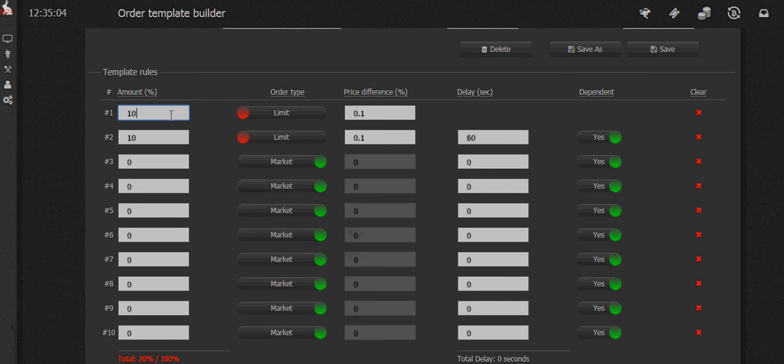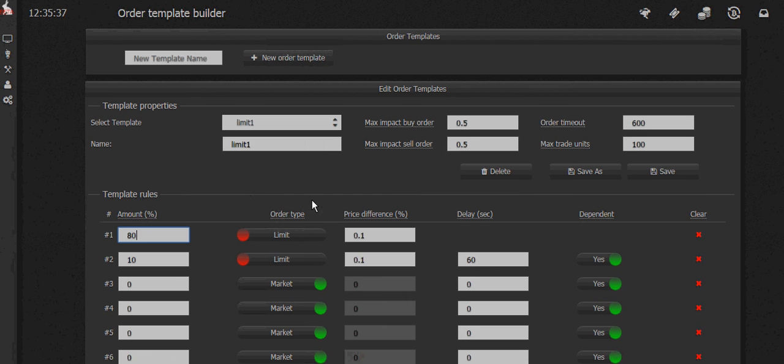I mean, you could go 1%, 2%, 3%. You could go 80%, 1%, 1%. You could do all kinds of things. You could do limit order, limit order, market order. You could do market order, market order, market order. You could do all kinds of different things in order to get an advantage and trade differently than the other people, or maybe to scale in or scale out of positions, and the market will not be able to see you very well.